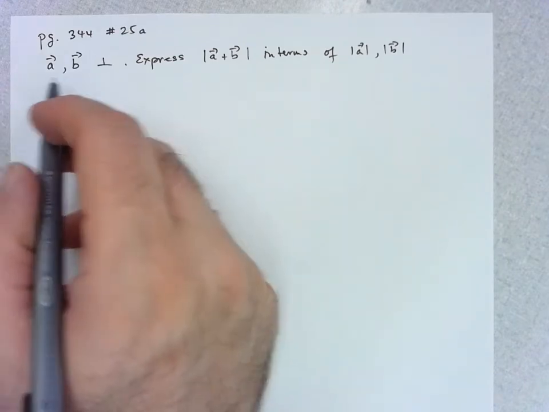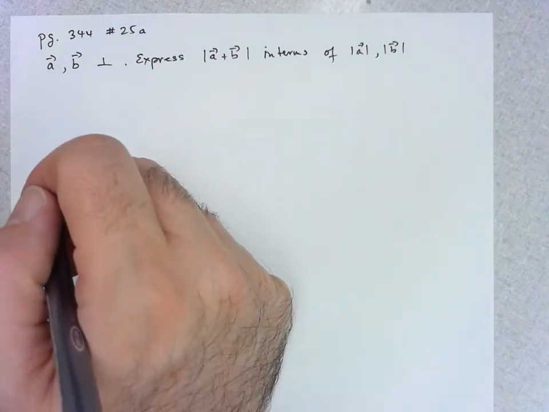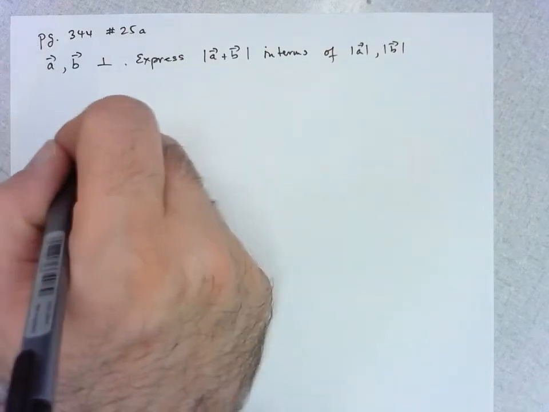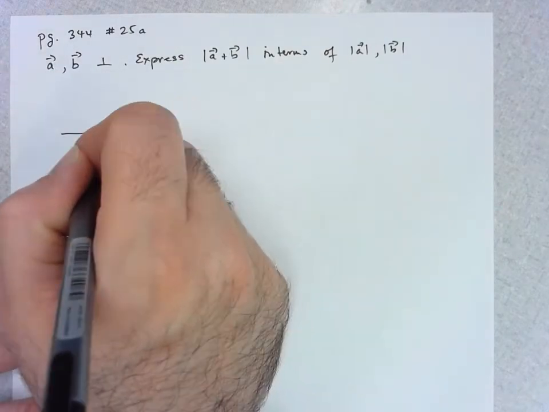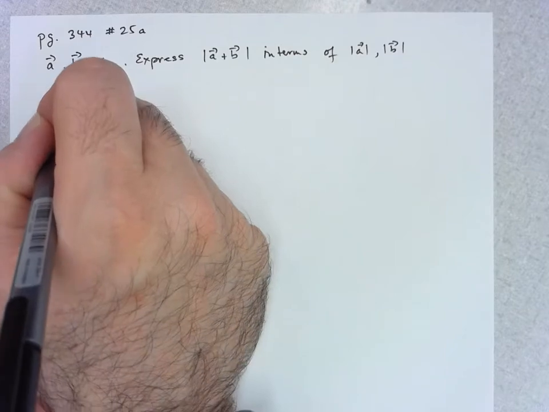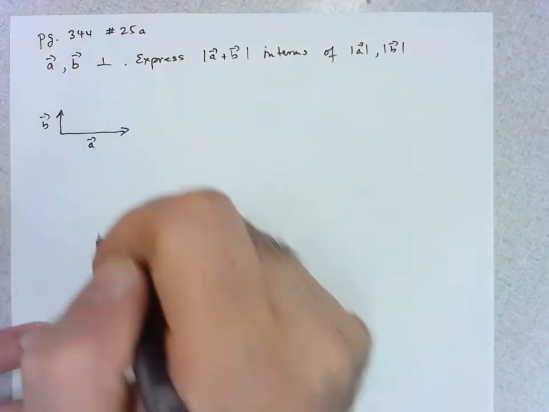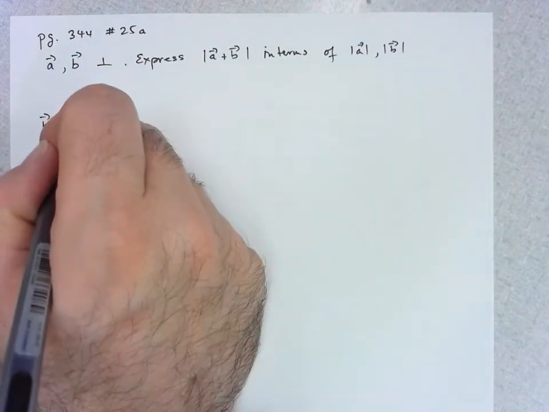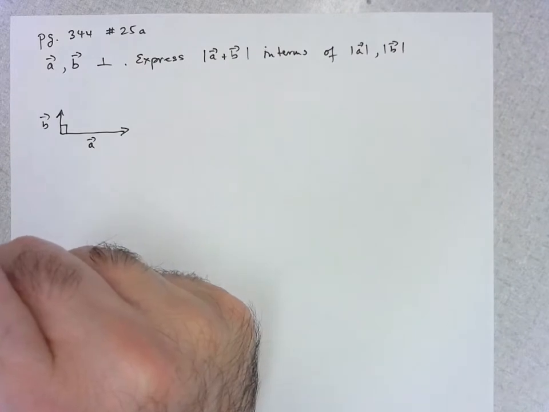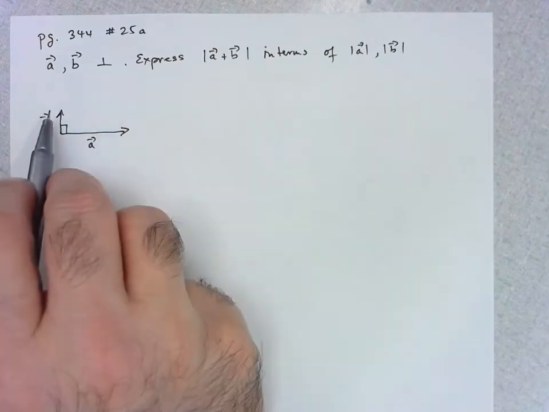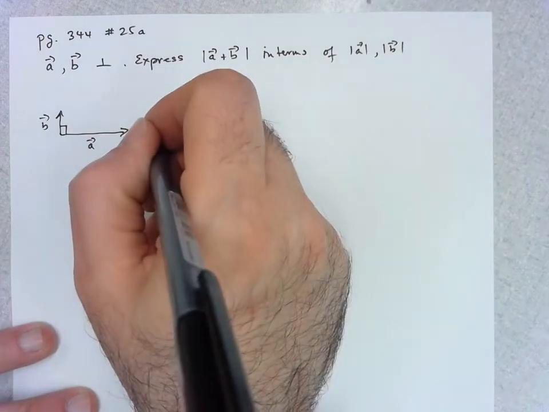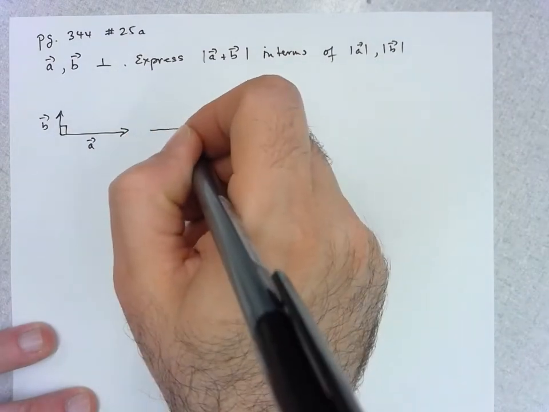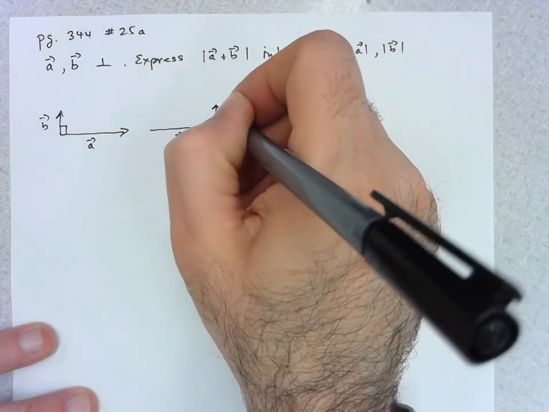I don't know anything about these vectors other than they're perpendicular. So let me draw that. Say this is vector A, and this say is vector B. They're perpendicular to each other. And what I want to talk about here is their sum. So I'm going to take this and move it over. So here is vector A plus vector B.